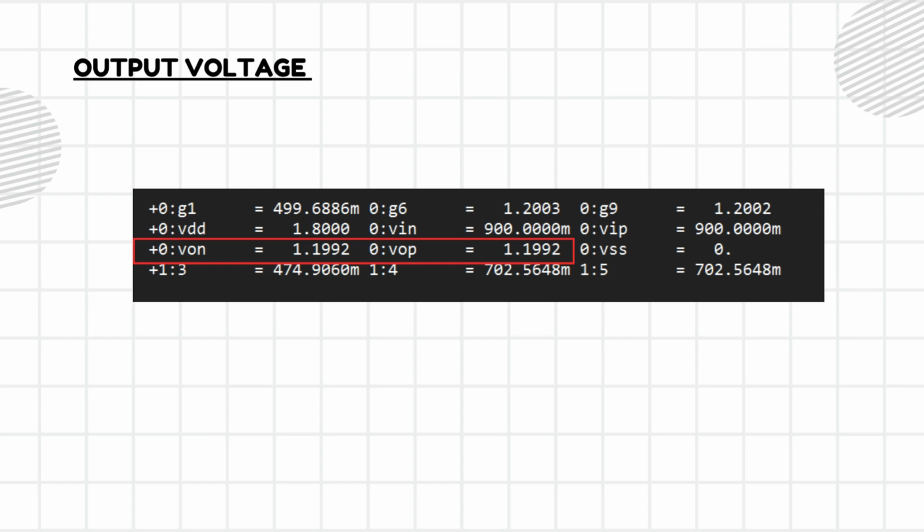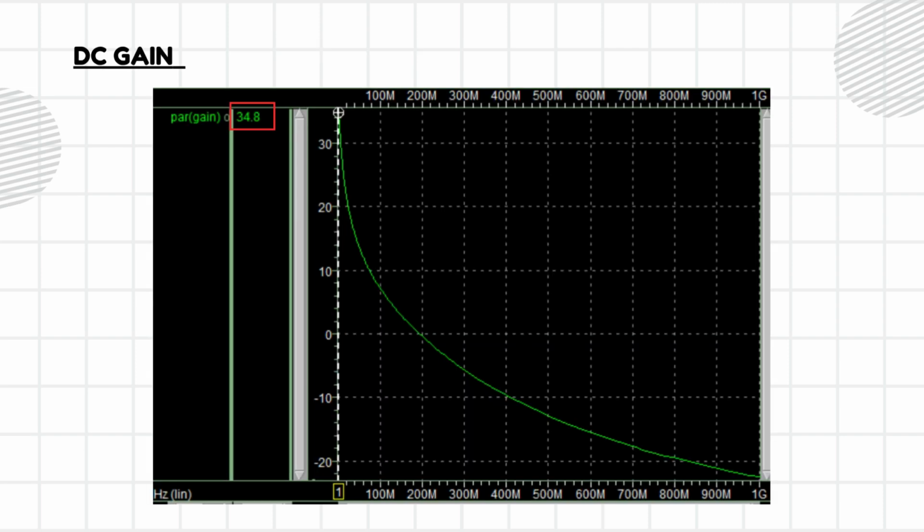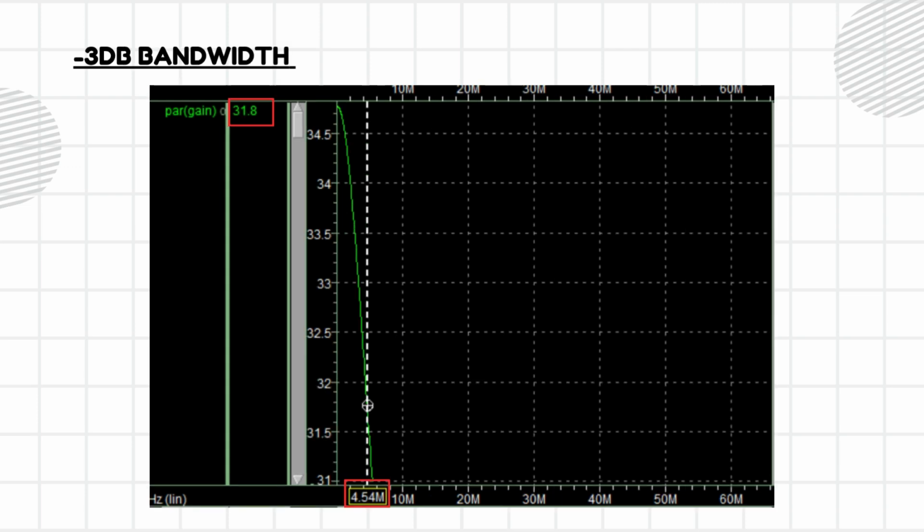After some tuning, this is phase three, where this shows the output voltage in the red boxes, and this is the unity gain frequency, or the UGF. Next up is the DC gain, after we tune the circuit to meet the specifications. And lastly, the F3dB, marked here in the red box at the bottom, which is 4.54 megahertz. These results have been obtained by tuning the sizes of M4 and M5, and also modifying the tail current provided by M3.